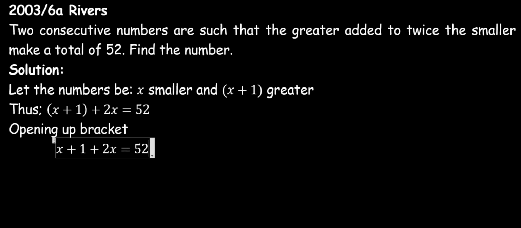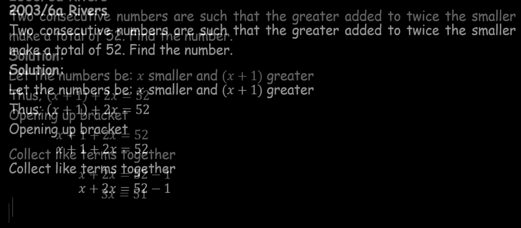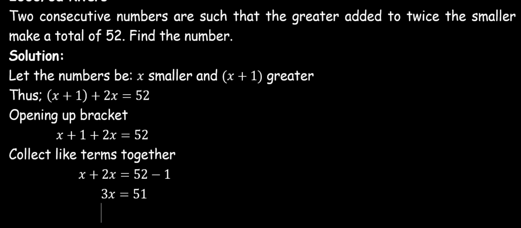Next, we collect like terms together. We now have x plus 2x will be equal to 52 minus 1. That is to say, 3x will be equal to 51. Next, we divide both sides by the coefficient of x, which is 3. And then we now have 3x divided by 3 will be equal to 51 divided by 3. x will be equal to 17. And x plus 1 will be equal to 18.